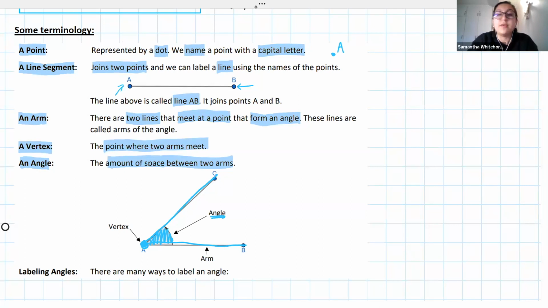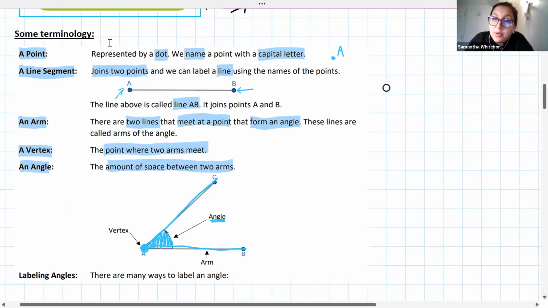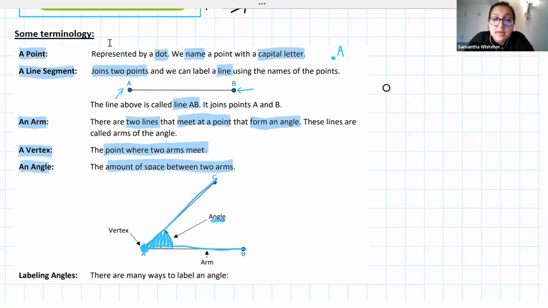Now, like I said, let me get my words right. There are lots of different ways that we can label and name angles, and we're going to chat about that next. Right now, what I want you to do is take a screenshot of these 5 terms, and then we'll go on to how we label them.